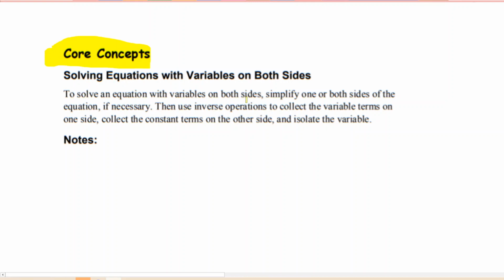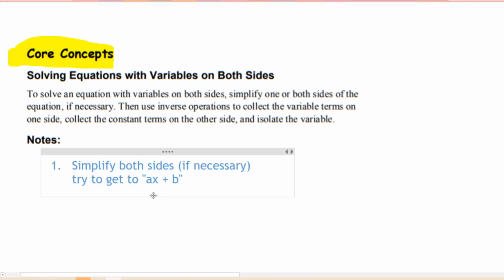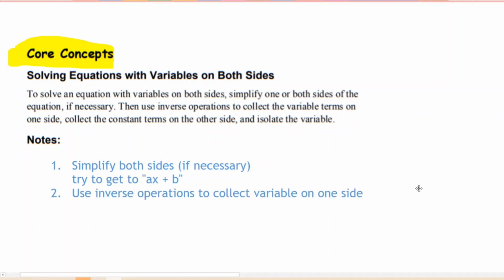So to solve an equation with variables on both sides, the first thing we do is simplify both sides if necessary. Now when we simplify both sides, we're trying to get the sides down to something that's like ax plus b, linear times variable plus constant. Okay, and that has to happen on the left side and the right side. Next, we're going to use inverse operations to collect the variable on one side. It doesn't matter if you collect the variables on the left or if you collect the variables on the right.